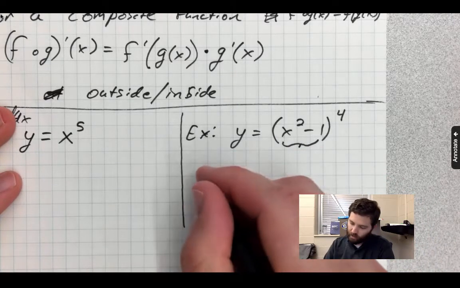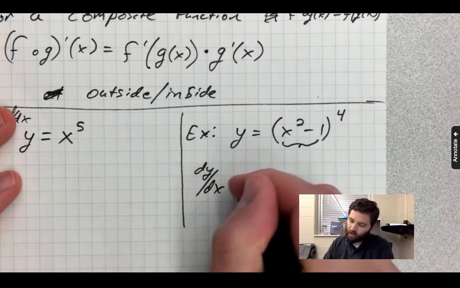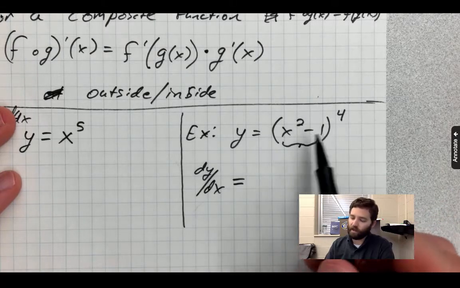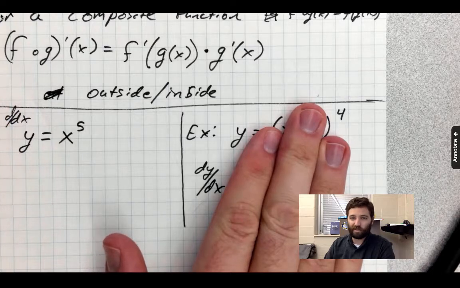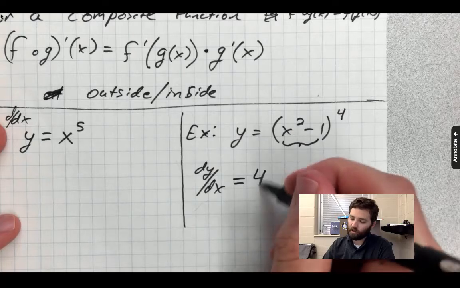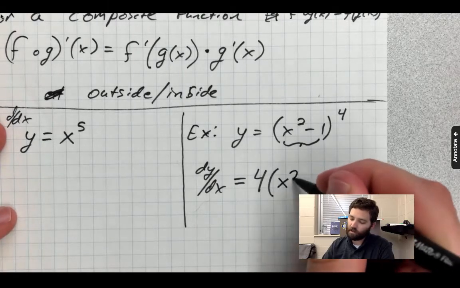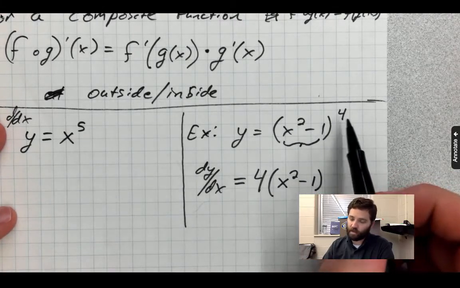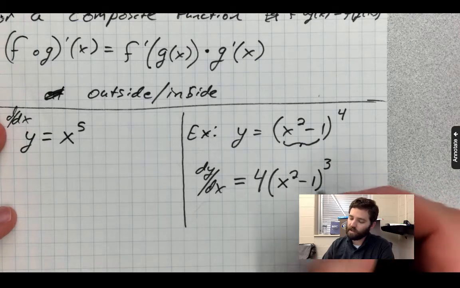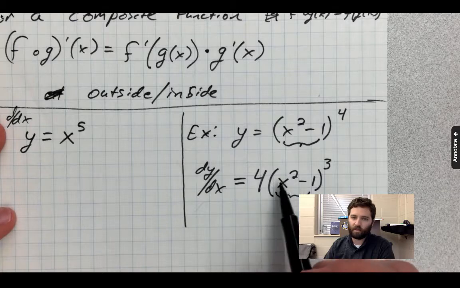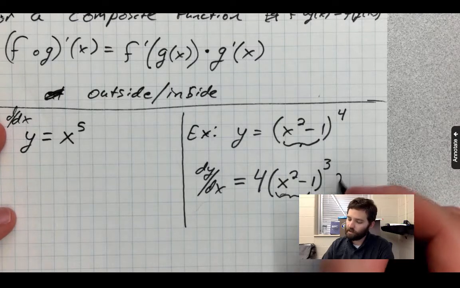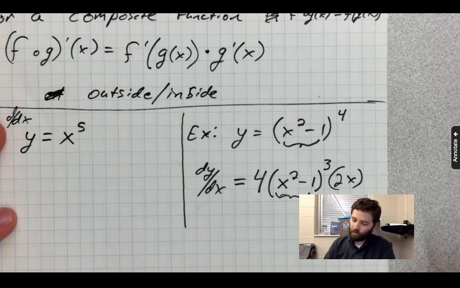Well, what you'll do is you'll take the derivative of the outside. Now, you can imagine the outside being just a thing to the fourth power. Well, if it was just x to the fourth, you'd put the 4 out in front and subtract 1 from the exponent. So it will look like this. 4. Leave the inside alone. Subtract 1 from the exponent. You get 3. Times by the derivative of the inside. So here's the inside. What's the derivative of that? Well, that would be 2x minus 0. So just 2x.